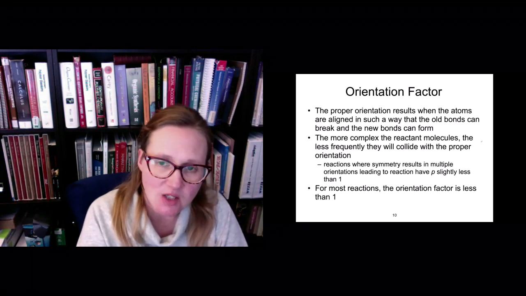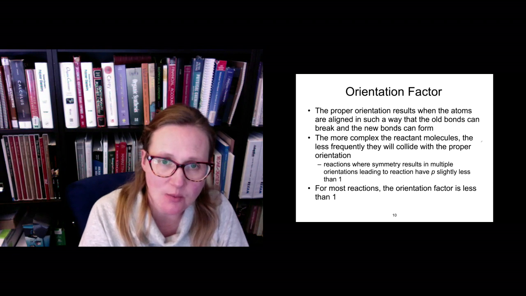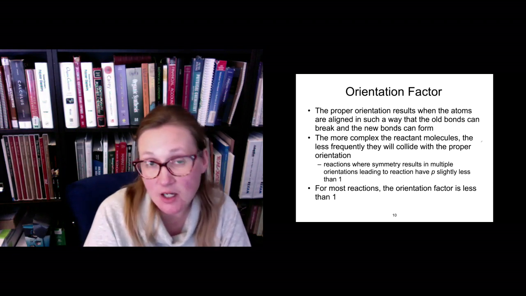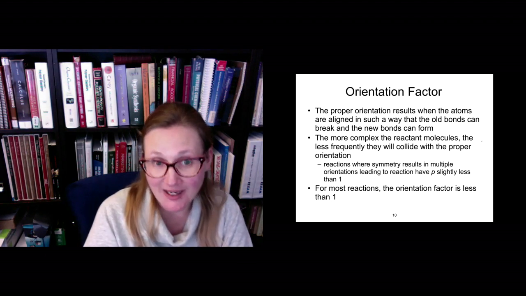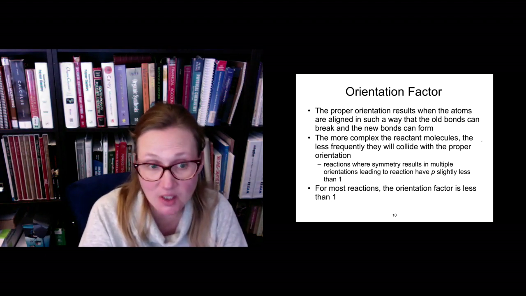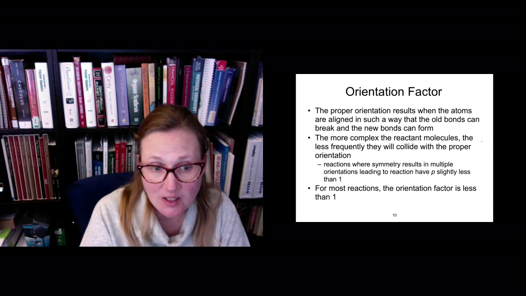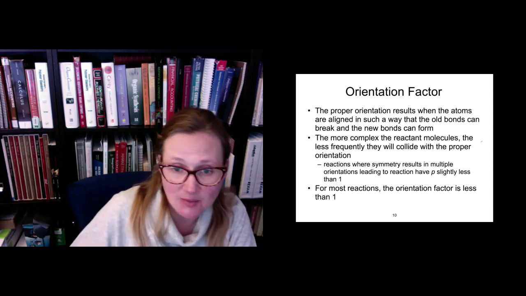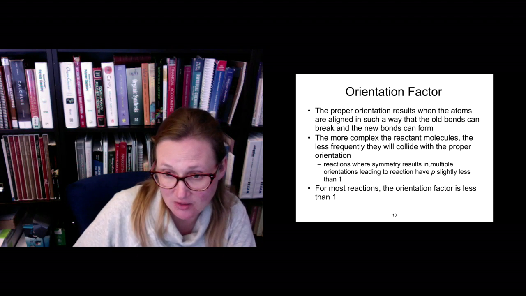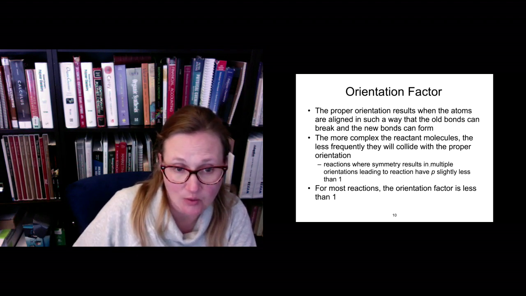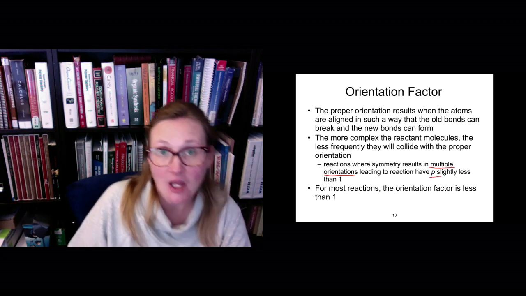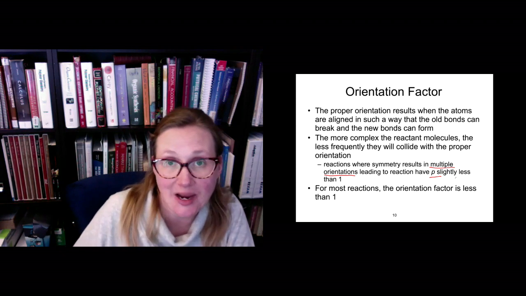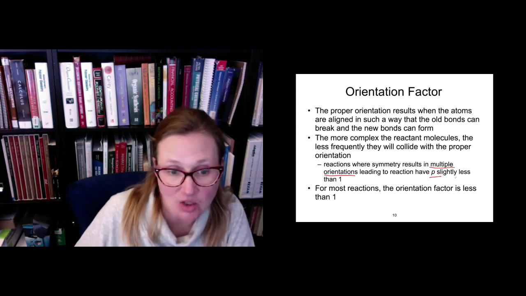The orientation factor really has to do with the proper orientation of those atoms. We talked about the reaction of NaCl to form that chlorine bond. It had to have the right orientation or it wasn't going to work. For reactions where the symmetry results in multiple orientations, like our example with NaCl, P is going to be less than 1. So not every collision is going to have the right orientation.